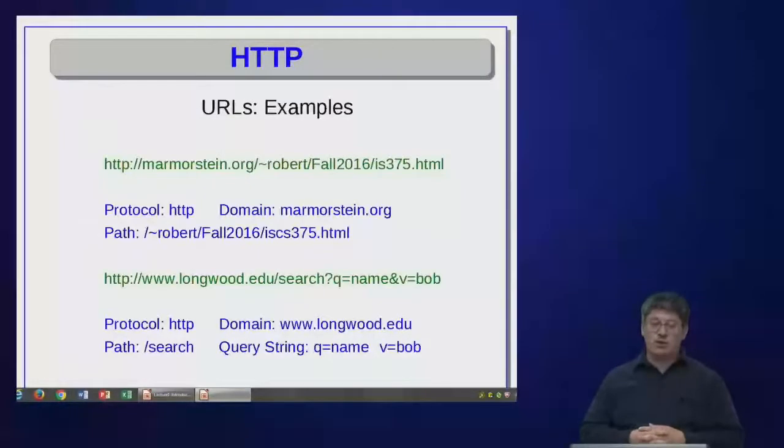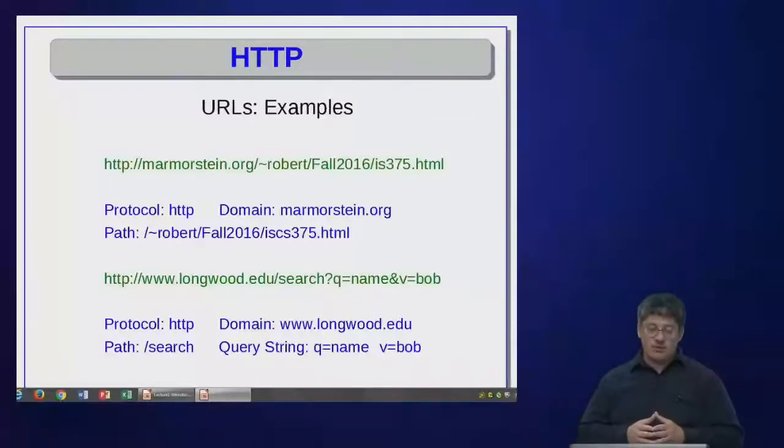So here's some example URLs: http://marmerstein.org/twiddle/robert/fall2016/is375.html. The protocol is HTTP. The domain is marmerstein.org. The path is twiddle/robert/fall2016/is375.html, and there is no query string.